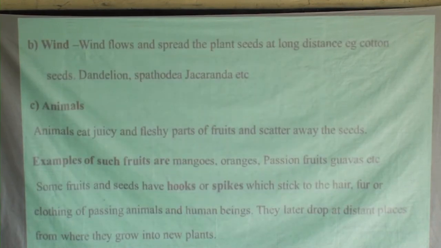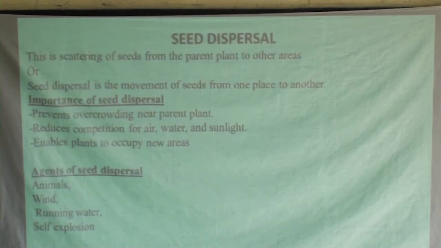And then we can check through, as we discussed, the agents of seed dispersal. We said seeds can be moved from one place to another by animals. Some animals introduce fruits, even human beings introduce fruits and then drop them at different places, so you have dispersed them. Then wind: as wind blows, some seeds have wing-like structures, like cotton seeds, jacaranda, spathodea. They are easily blown, and then they grow from there. So seed dispersal is the movement of a seed from one place to another.